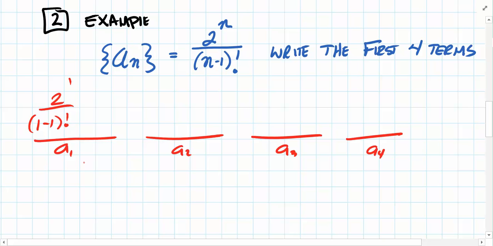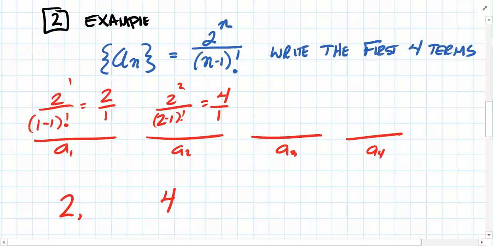2 to the first is the number 2. So that's going to be 2 divided by 1 minus 1 is 0, and 0 factorial is the number 1. So therefore the first term in my sequence is 2. The second term, so I'm going to have 2 squared over 2 minus 1 factorial. So that's going to be the number 4 over 2 minus 1 is 1. 1 factorial is still 1, so the second term is going to be the number 4.